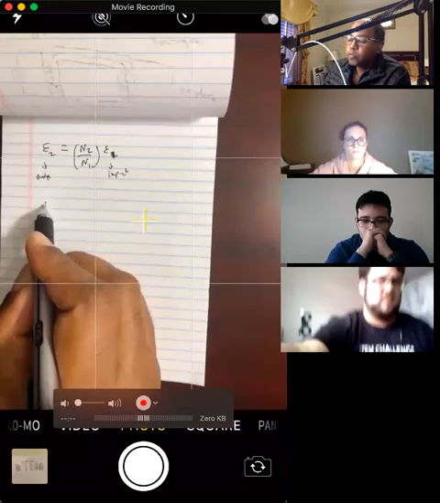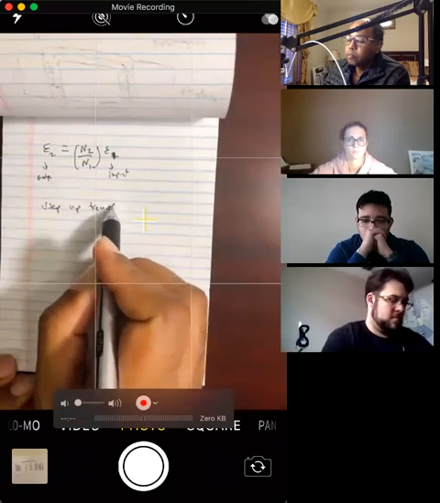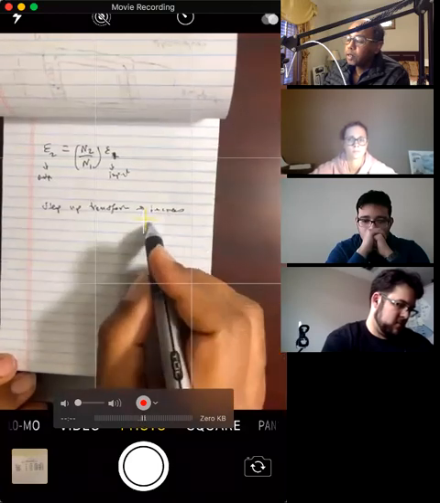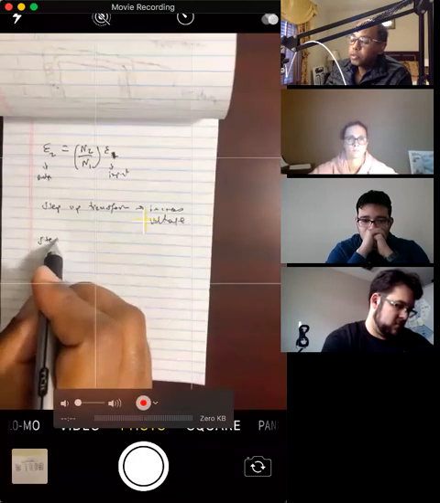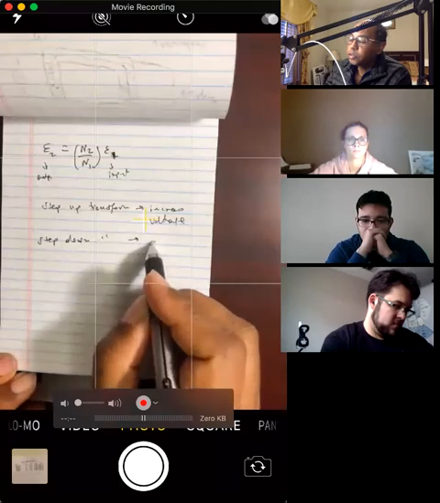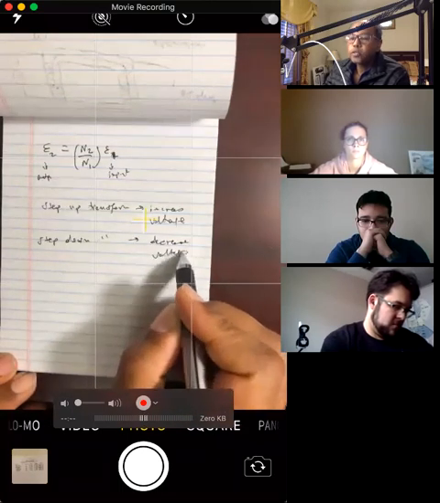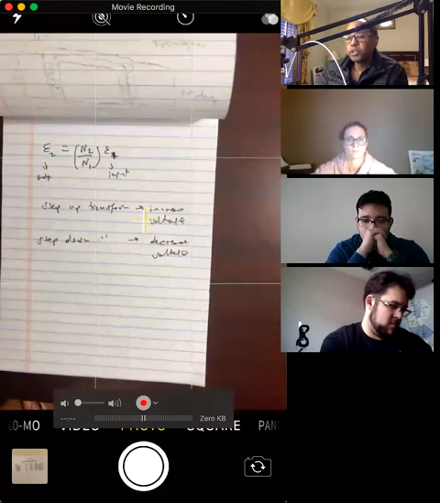So a step-up transformer increases voltage. This one is used to increase voltage, okay? And a step-down transformer is used to decrease voltage, okay? So that's how a transformer works. By controlling the ratio of the number of turns of the primary and secondary, you can control how much voltage you get out of the output.